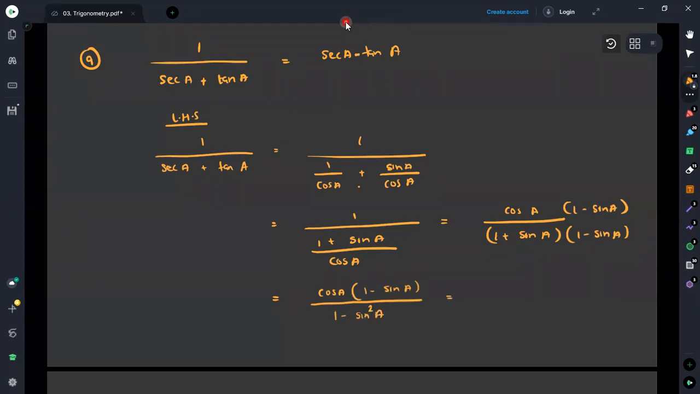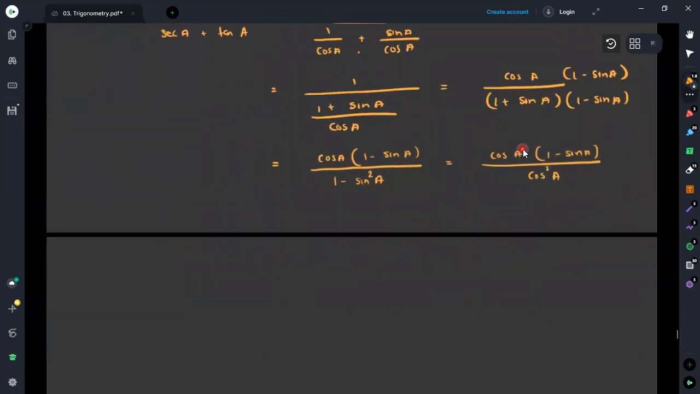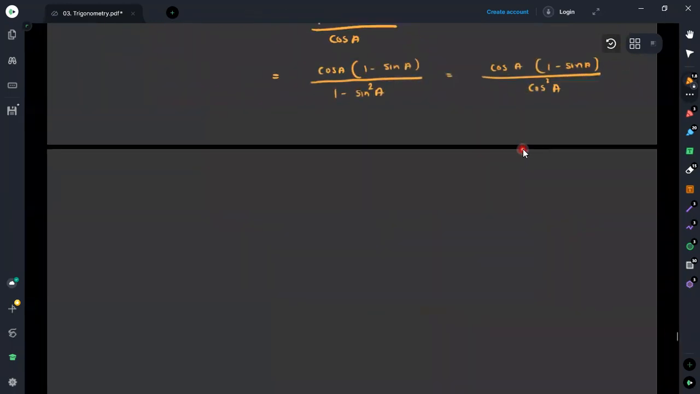Then we can take it as cosine A times 1 minus sine A. Here we will get this as 1 minus sine squared A, which is equal to cosine squared A. Therefore, we can take this as cosine A with the power 2 cancel out. Then we'll get this as 1 minus sine A divided by cosine A.